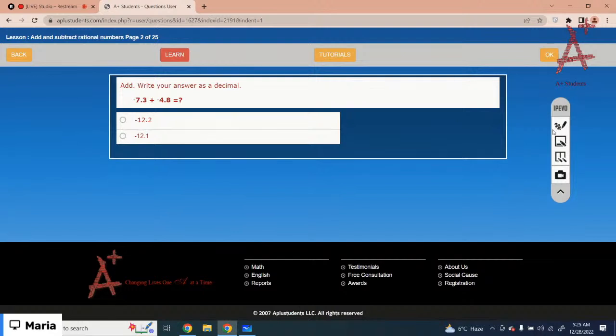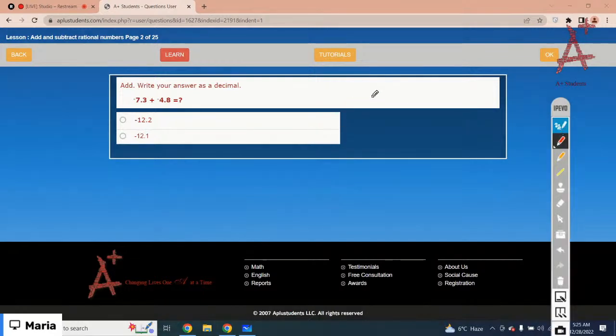You have to add them like you add the decimals. 7.3 and 4.8. 3 and 8 is 11, 7 and 4 is 11, and 1 more makes 12. It would be 12.1. Got it?